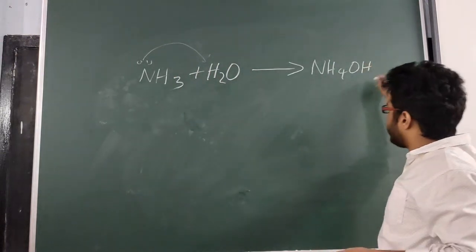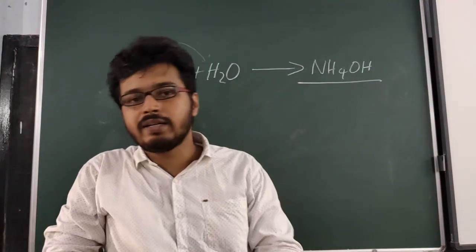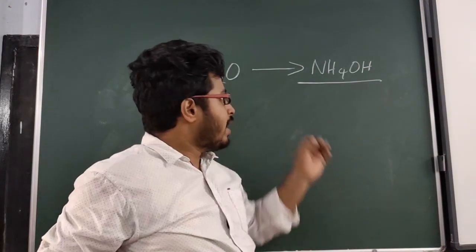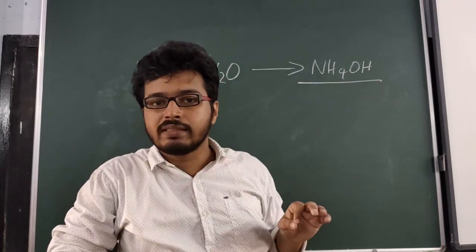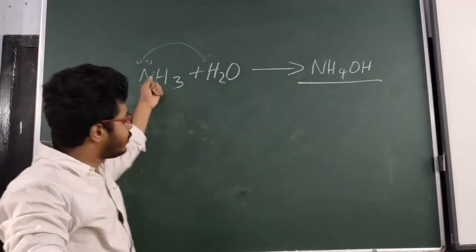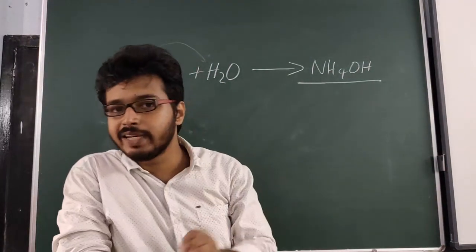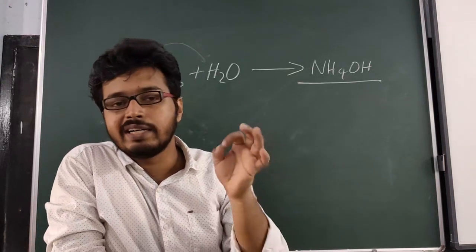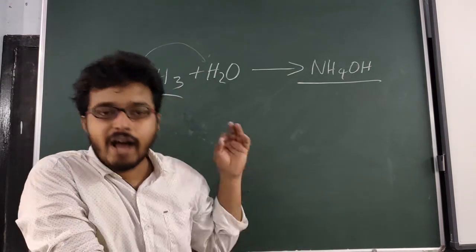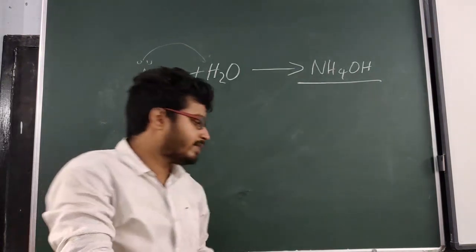So I hope you remember this one from the analytical chemistry chapter. Ammonium hydroxide is a weak base. Similarly, ammonia is also a weak base. So we have two weak bases here: one is ammonia and the other is ammonium hydroxide. We will discuss the reaction of ammonia as well as ammonium hydroxide with some of the acids.